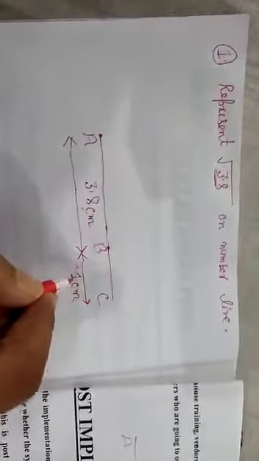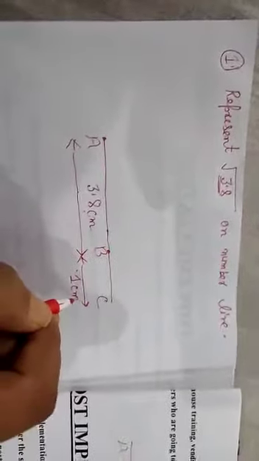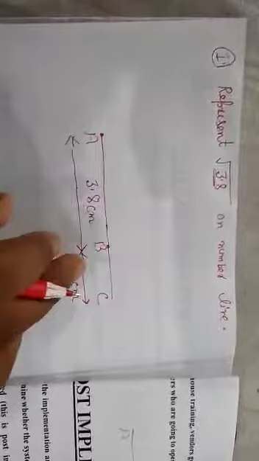Firstly, whatever number is given, you will draw it. Here 3.8. So firstly, we will draw a line segment AB of 3.8 centimeter with the ruler. Then we will always extend it by 1 centimeter. If it is in the form of a decimal quantity under root, then always it will be extended by 1 centimeter. In the next step we will find the midpoint of the line segment AB.